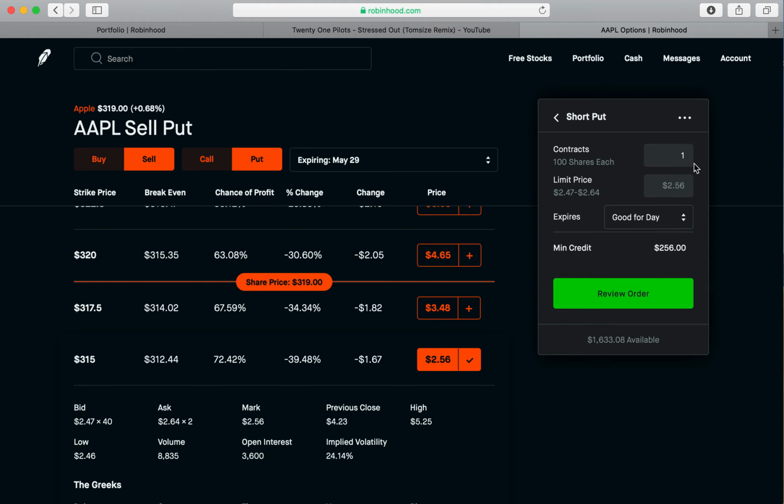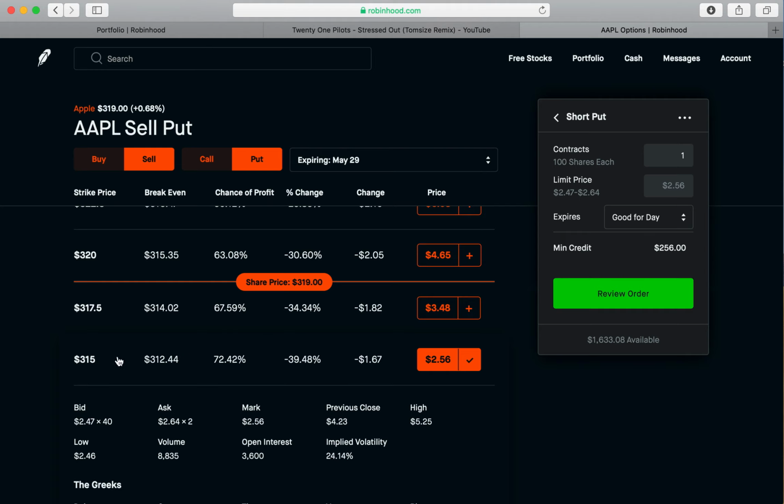When you're selling options, you're basically becoming the market maker. So you're creating the contract. By creating the contract, you're going to get the debit that the other person is paying for the contract. So essentially, you're going to receive a credit of $256 instead of having to pay $256 for the trade. This is the guaranteed profit that you're going to get, $256 for selling this option.